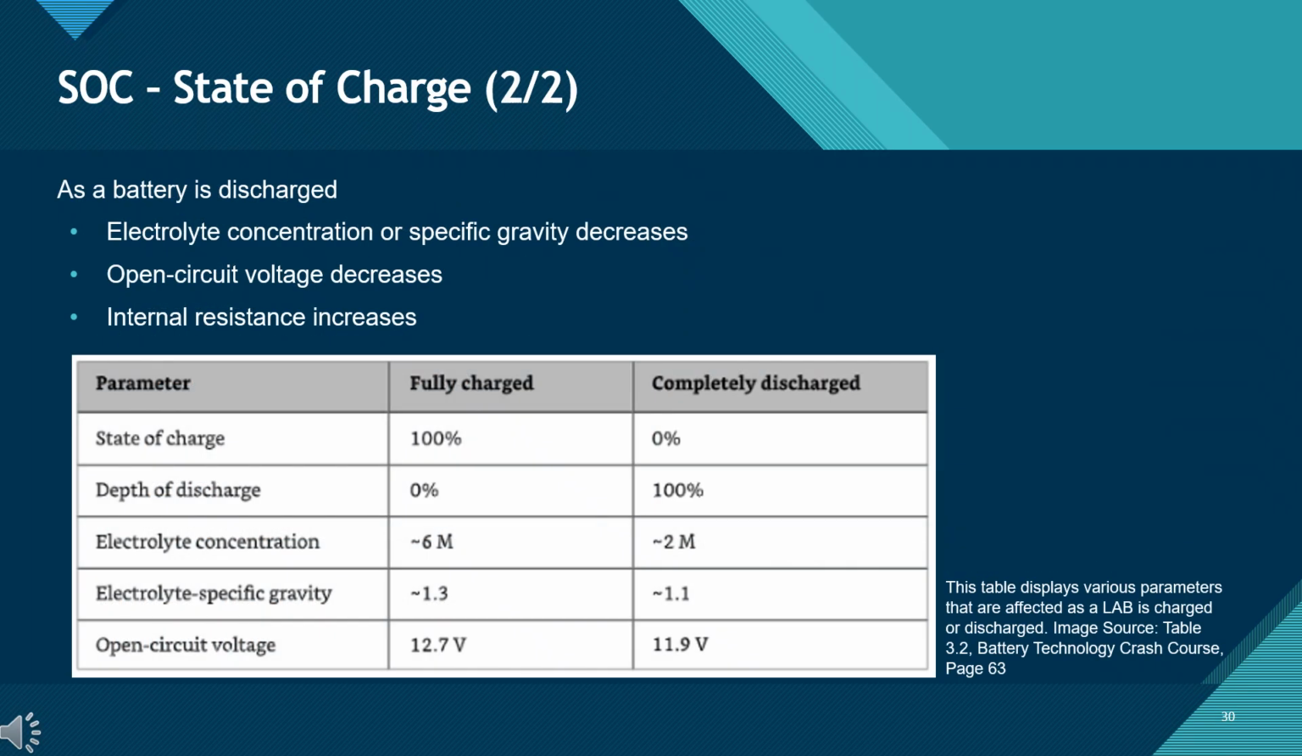As a lead-acid battery discharges, several parameters change together. The electrolyte concentration and specific gravity both decrease, while the open circuit voltage also drops. At the same time, the internal resistance of the battery increases, making it less efficient. This table compares the values of a fully charged and a fully discharged battery, highlighting the direct relationship between performance and state of charge.